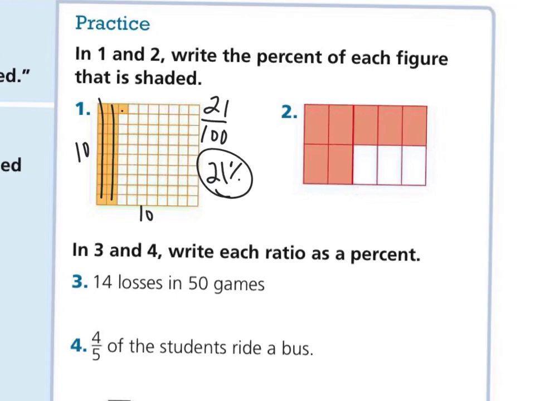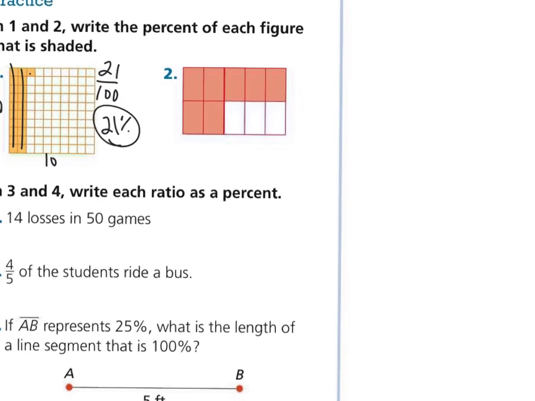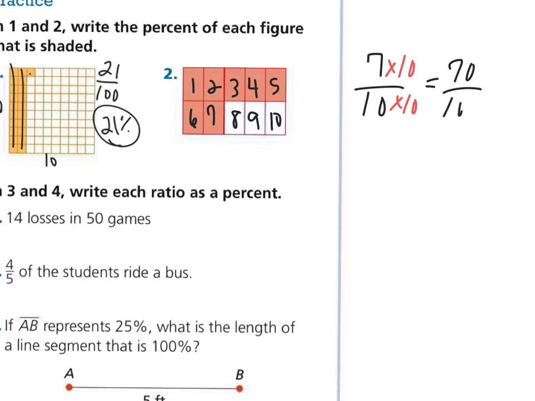Number 2, we definitely do not have 100 squares or rectangles, as the case would be here. Okay, so there are 10 total rectangles. 7 out of the 10 are shaded in. We're trying to find out how many out of 100. So we need to multiply both of those by 10. So that's 70 out of 100. So that would be 70% that are shaded.